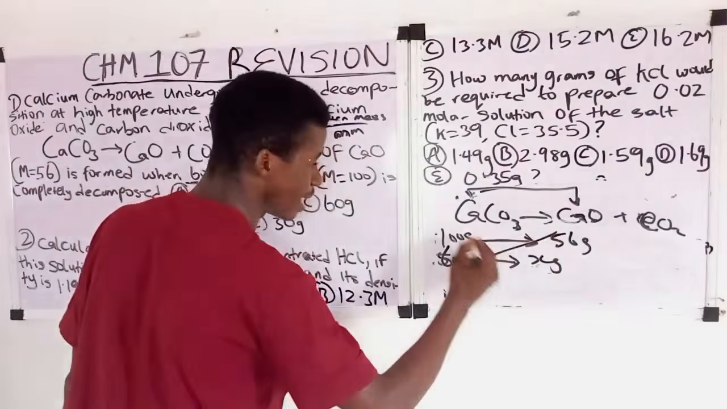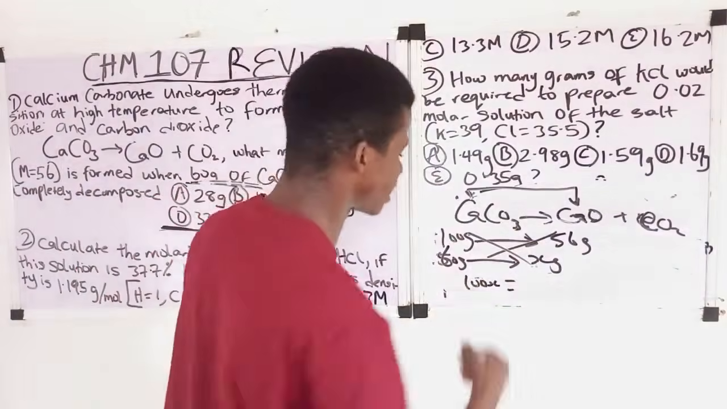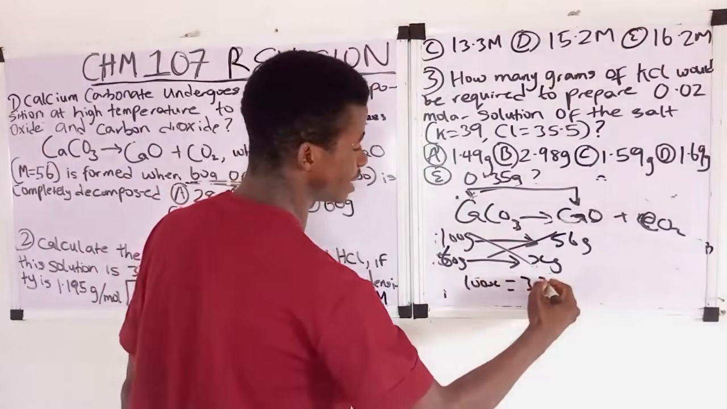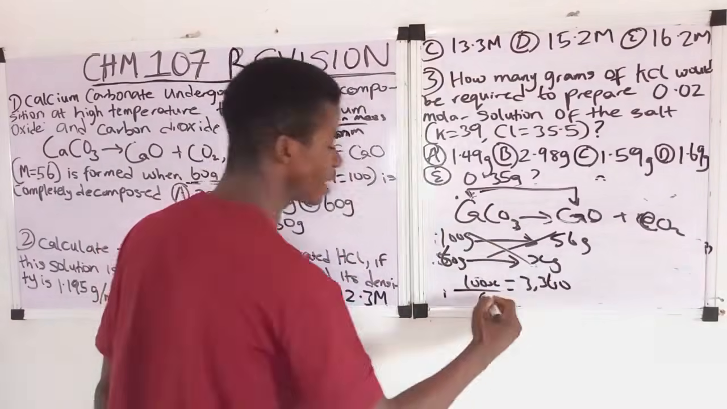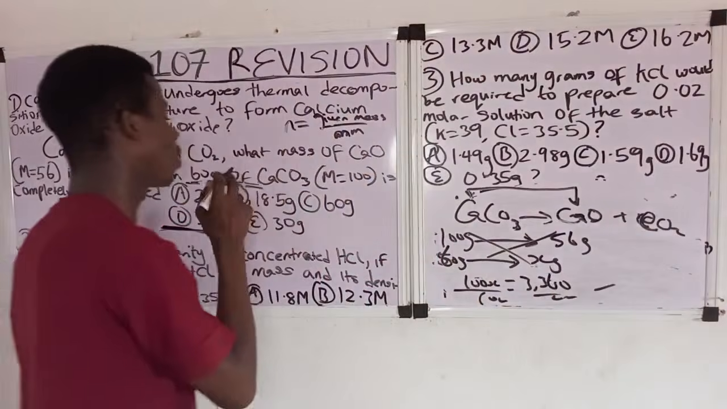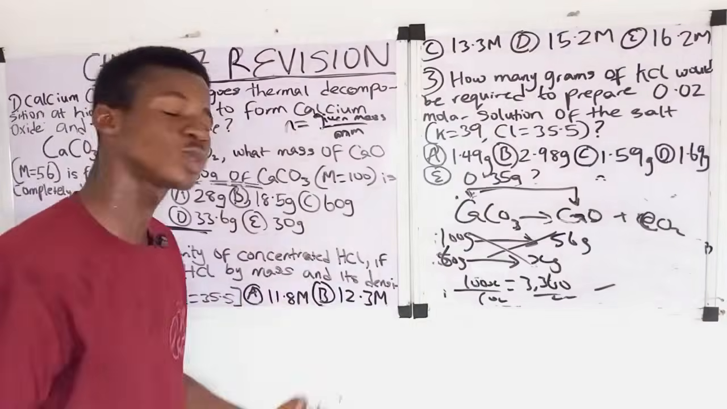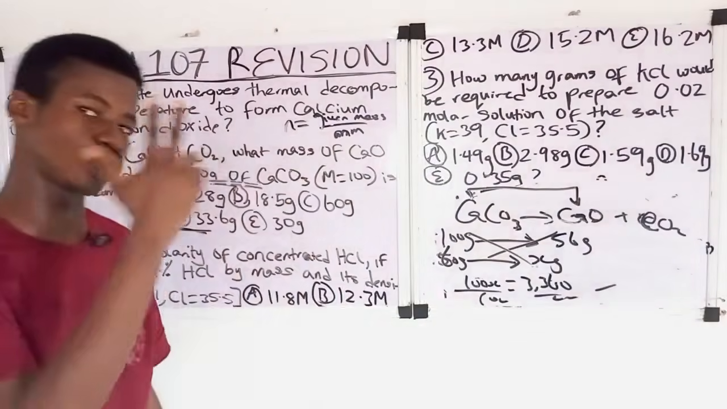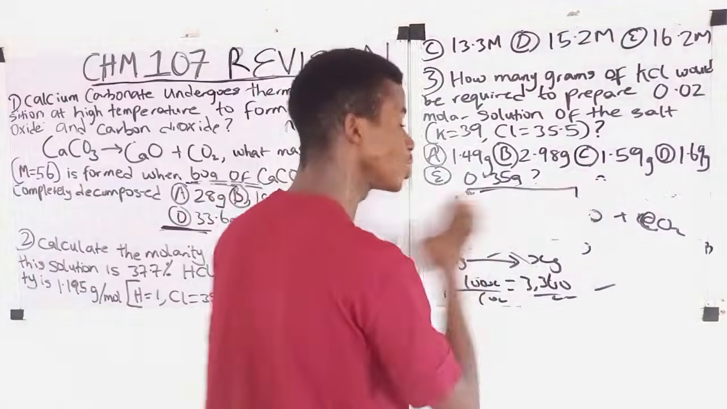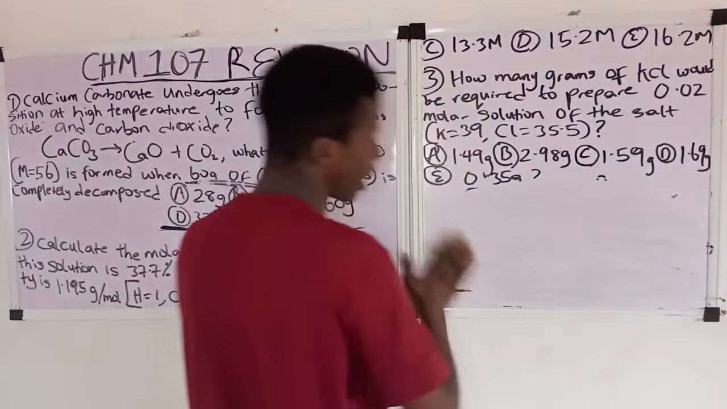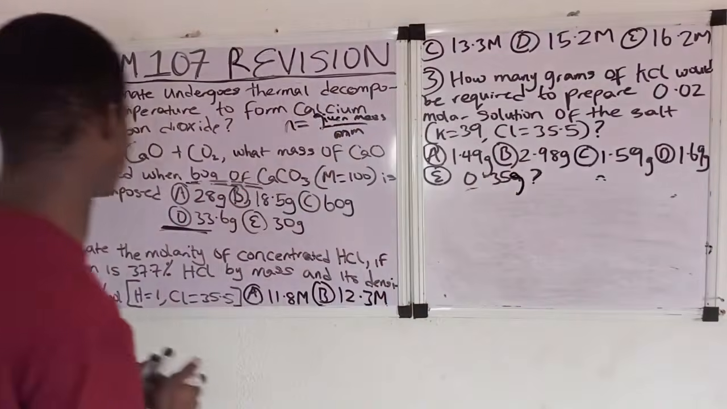So what next? Cross multiply: 100 times S gives us 100S. Then 56 times 60 gives us 3,360. Divide both sides by 100, and you get your mass, which is 33.6 gram. So these are ways to solve questions relating to this. You can use either of two methods: the mole to mole relationship or the mass to mass relationship. Mass to mass is kind of faster. Okay, so we move to the next question.